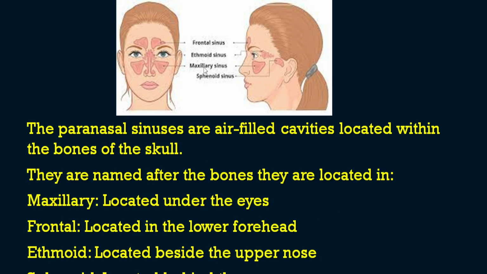The maxillary sinuses are located under the eyes. Then the frontal sinuses, which are located in the lower forehead. So this is the forehead, and in the lower forehead we can see the frontal sinus.